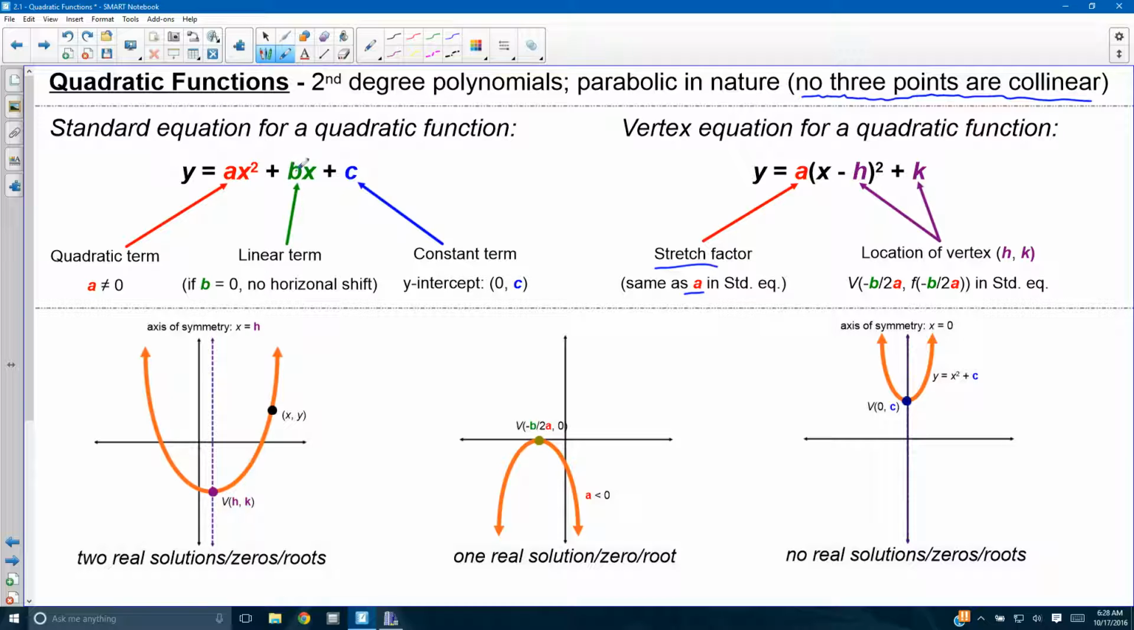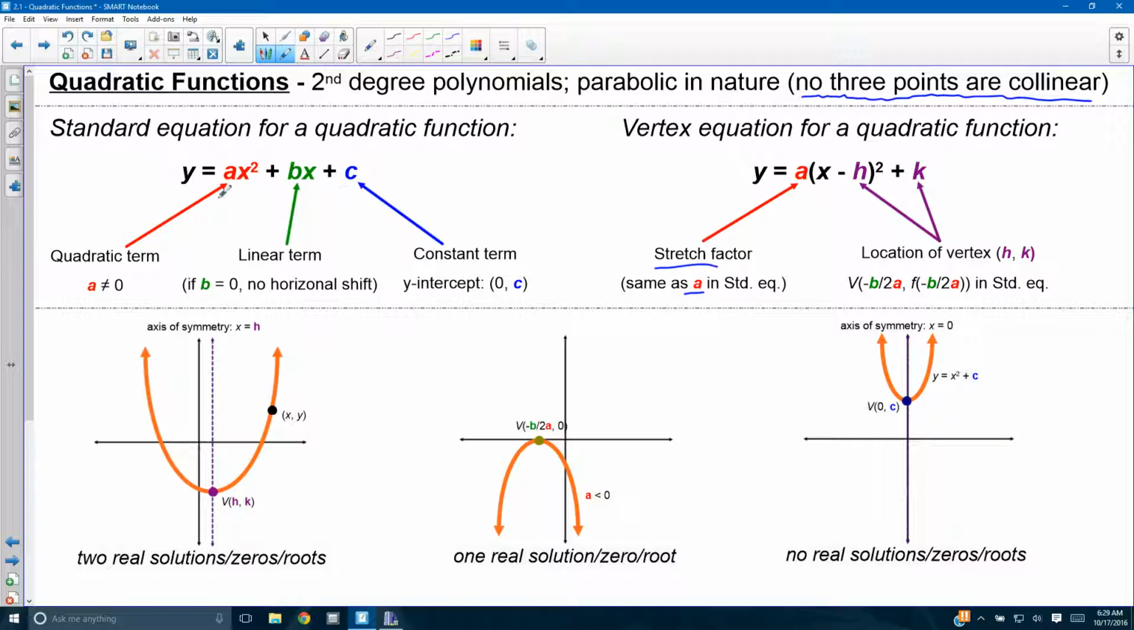So B, the number itself, you can use to calculate the vertex in a way, but the number itself does not represent the vertex, not necessarily at least. But if B is 0, there is something that you can say about your graph. There is no horizontal shift. So this one has a b value that is not 0. This one apparently has a b value that is not 0. This one's b value apparently is 0.